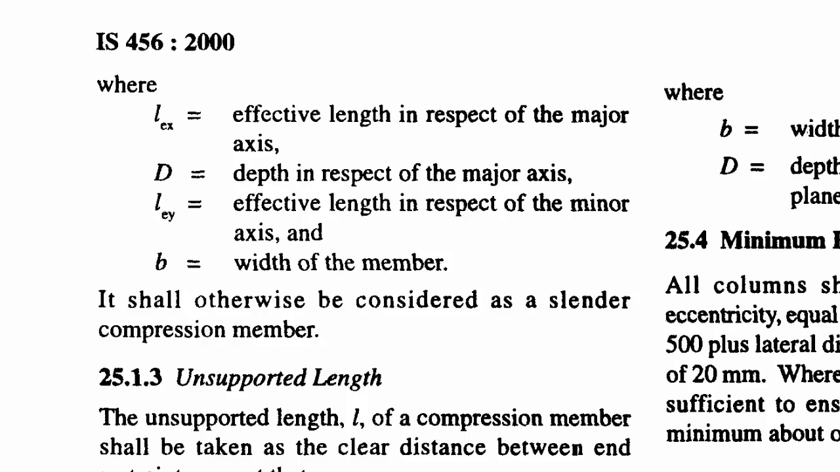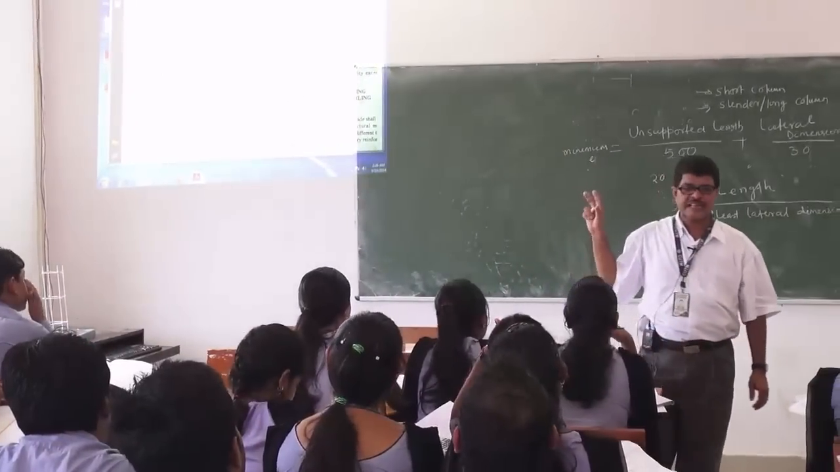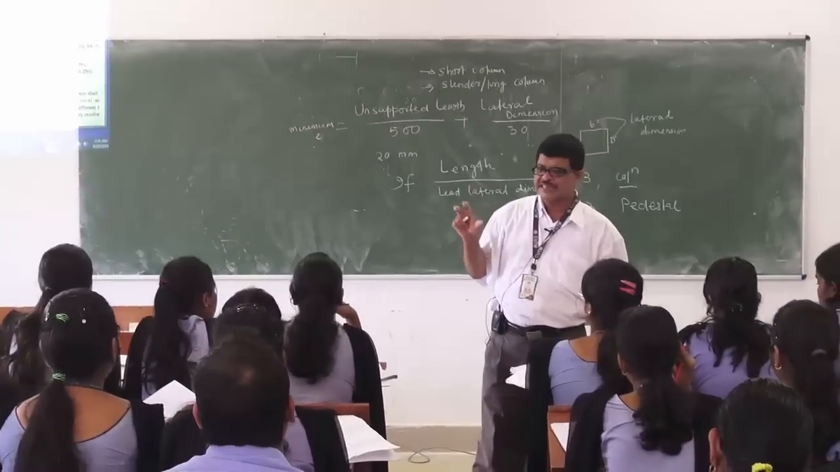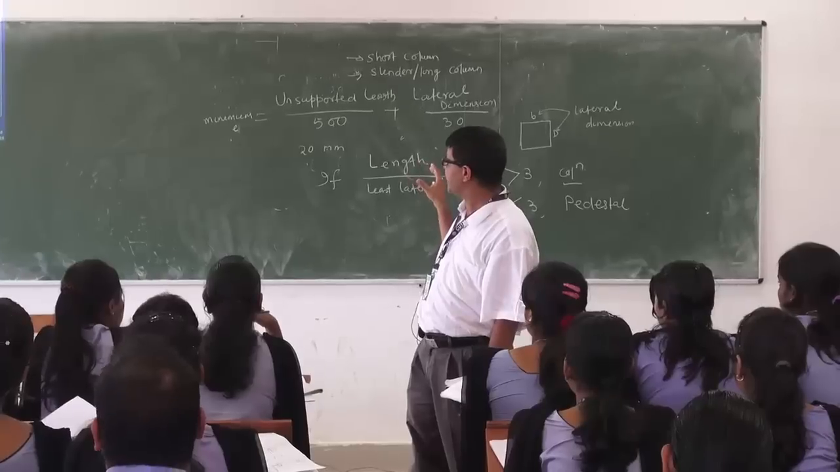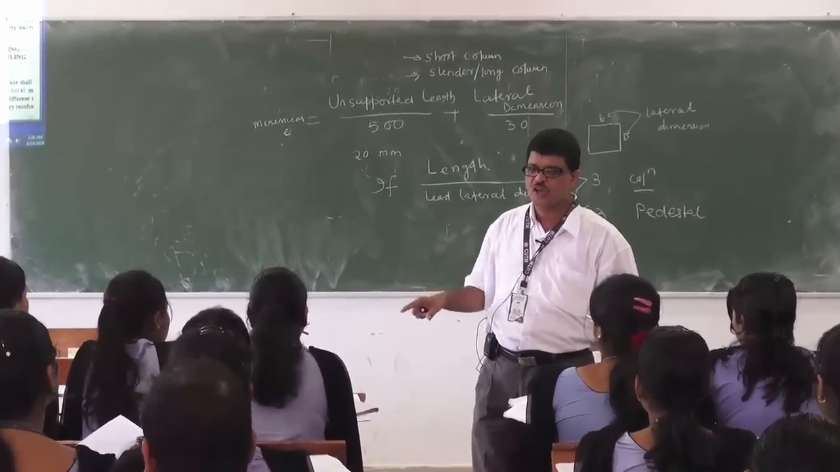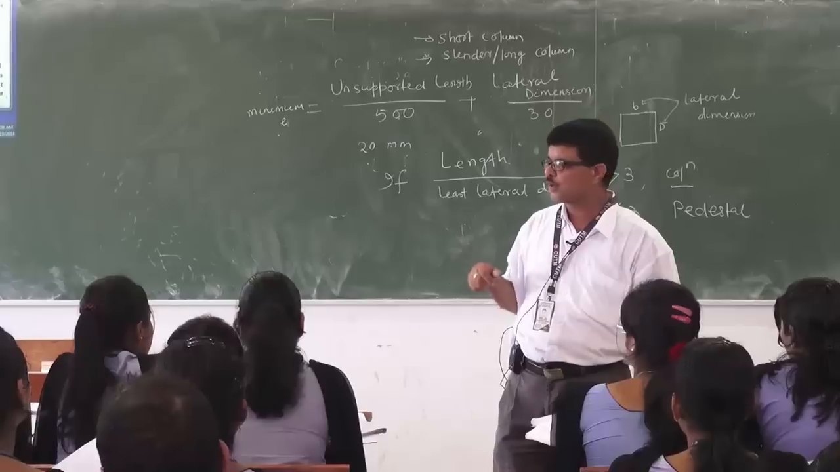LEX is the effective length in respect of the major axis. D is the depth in respect of the major axis. LEY is the effective length in respect of the minor axis, and B is the width of the member. So all the things are given, and if both LEX by D and LEY by B are less than 12, then it is called a short column. More than 12 is called a long column.